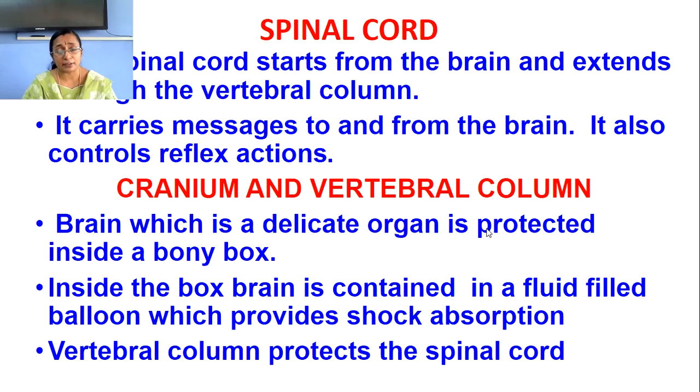Now the brain and the spinal cord are specifically protected with the help of bony structures called the cranium and the vertebral column. The cranium is the bony box, otherwise called the skull, that protects the brain, and inside this our brain is present. It is almost like a fluid filled balloon, because it contains the cerebrospinal fluid, which provides shock absorption. The vertebral column provides the space for the spinal cord. There also the cerebrospinal fluid is present. It acts as a shock absorber there too, and also helps in transport.